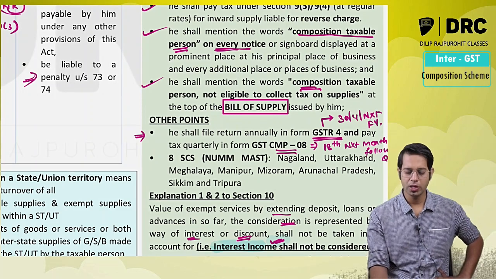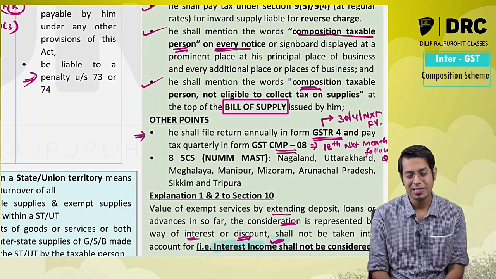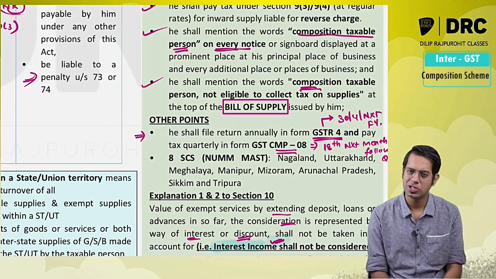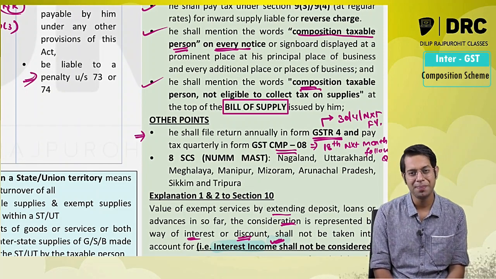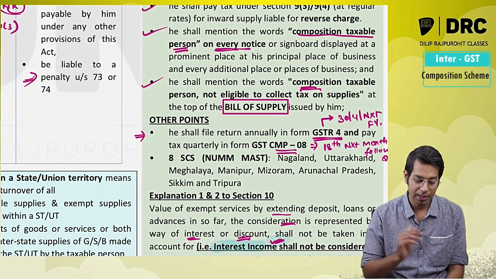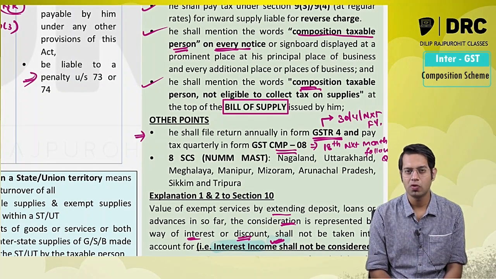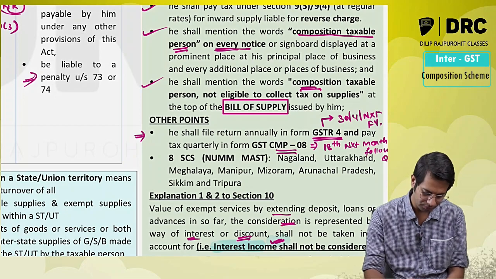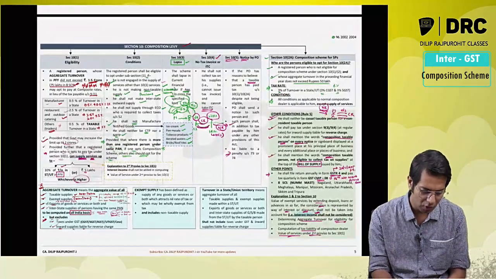18th of next month following the quarter. GSTR-4 is the return which is required to be filed once in a year, and GST CMP-08 is the challan which is used for making the payment of tax. Okay, so this is all about your composition scheme.